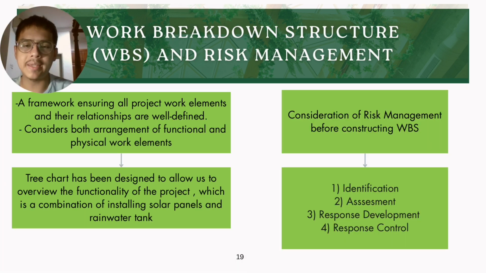Alright, so the most important part in project planning is the work breakdown structure and risk management. The WBS is a framework that ensures all project elements and their relationships are well defined. Just bear in mind that we need to consider two aspects, functional and physical elements. We have three charts to help us understand the functionality of the project, which is a combination of installing solar panels and a water tank. Of course, before we conduct the project planning, we need to consider risk management: identification, assessment, response development, and response control. Next.